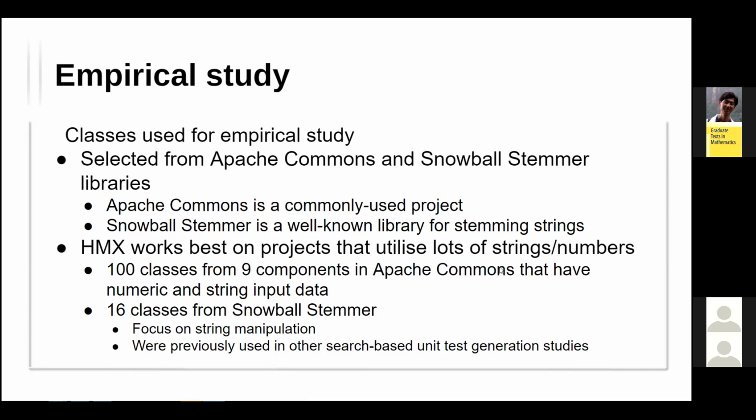The author selected library classes from the Apache Commons library and the Snowball Stemmer library. The rationale is that the new crossover operator works best on projects that utilize lots of strings and numbers, because that's what we can apply the data level crossover to. So we choose classes where we use a lot of strings and numbers and showcase the ability of the new crossover operator. We choose 100 classes from 9 components in the Apache Commons that have numeric and string input data, and 16 classes from this Snowball Stemmer library. It's a well-known library for doing things on strings. Stemming is where you pick out the stem word, the root word, from a certain word and use it in certain ways, basically.